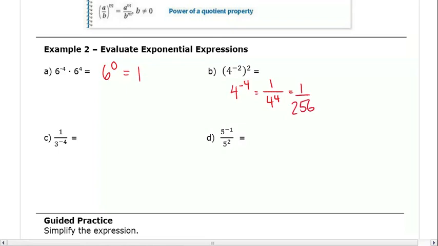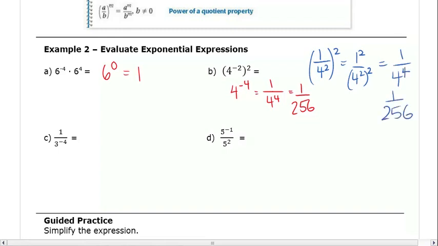Another option, okay, is to say let's switch this first. So we can say that that equals 1 over 4 squared, and then that's squared. Power of a quotient means that this would be 1 squared over 4 squared squared. So that would still be 1 over 4 to the 4th, and we still get 1 over 256.